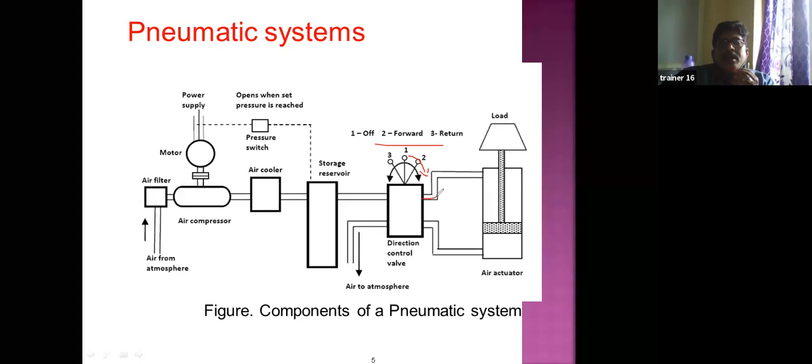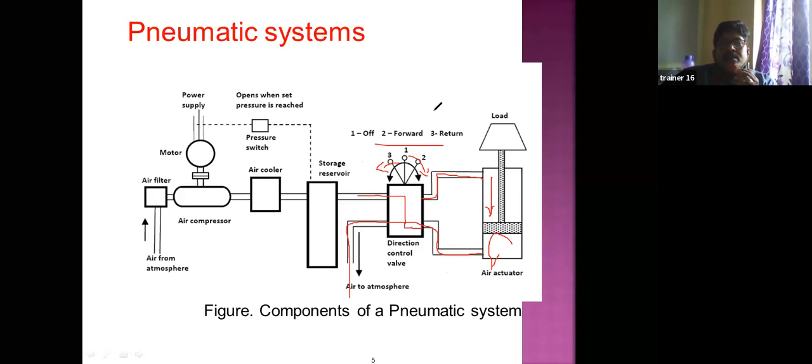Here the compressed air enters and pushes the piston from top to bottom, and thereby the load is lowered. Whatever compressed air is in the cylinder goes in this direction and then goes to the atmosphere, vents to atmosphere. And next, if you press in this direction, then the compressed air enters in this direction.